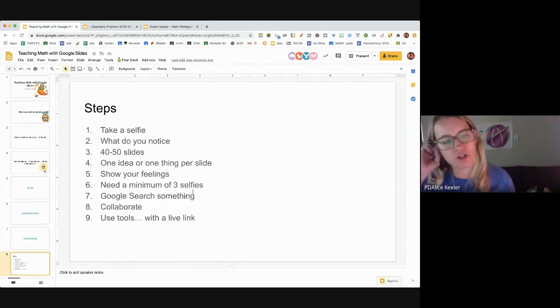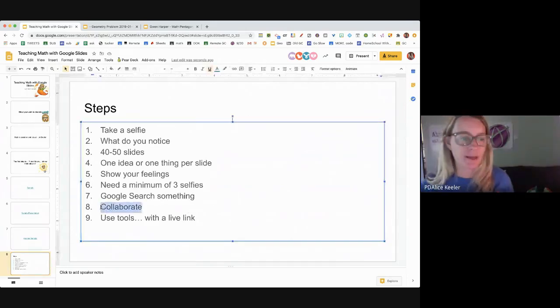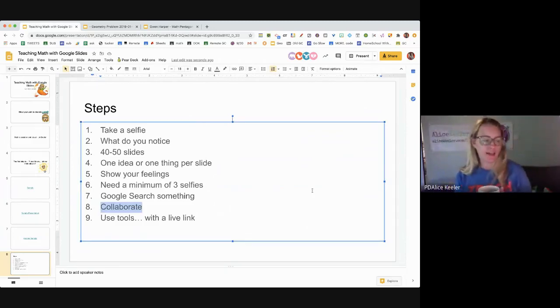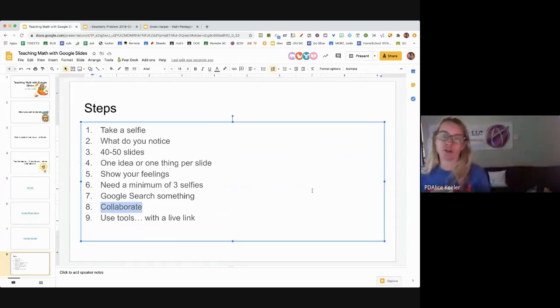They have to Google search something. They must turn in someone else's work. They have to tell me how they collaborated in some aspect, and having a screenshot or a picture of someone else's work included is highly valued. And it's not cheating to use tools you have access to 24/7 in your everyday life.